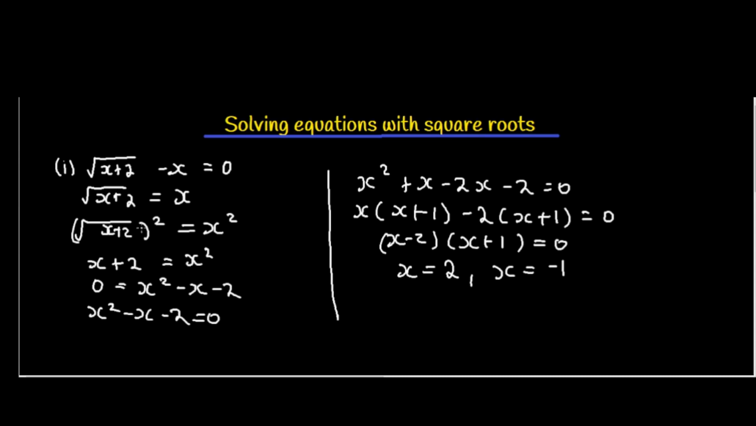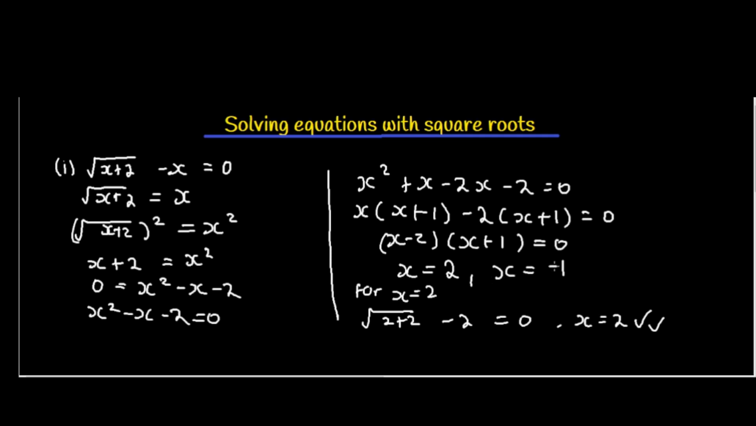We test because squaring here induces other values of x which may not be correct. So we can test, and we shall have x equal to 2. So for x equal to 2, we shall have square root of 2 plus 2, which is 4, then minus 2, and this is equal to 0. So 2 plus 2 is 4, square root of 4 will be 2, and 2 minus 2 will equal 0. So x equal to 2 is going to be a correct value of x.